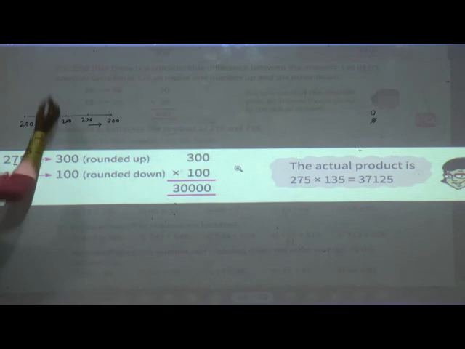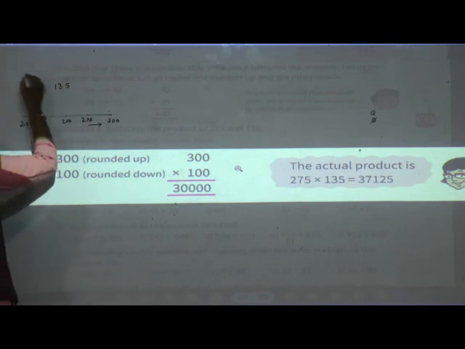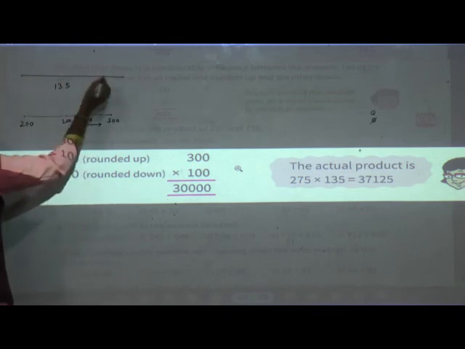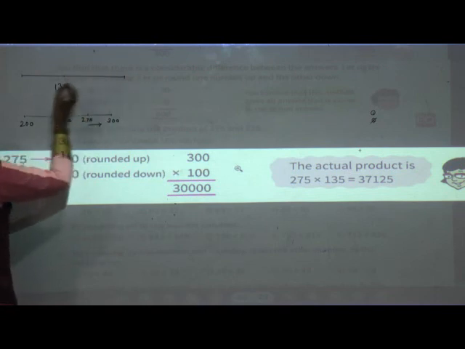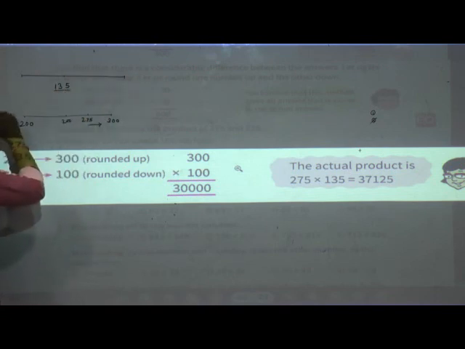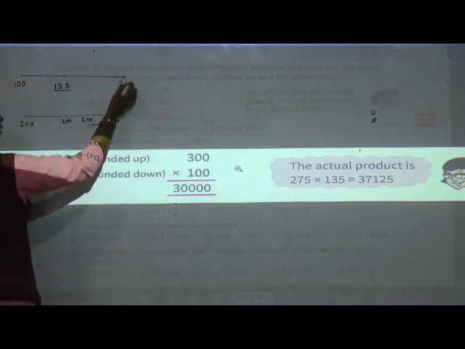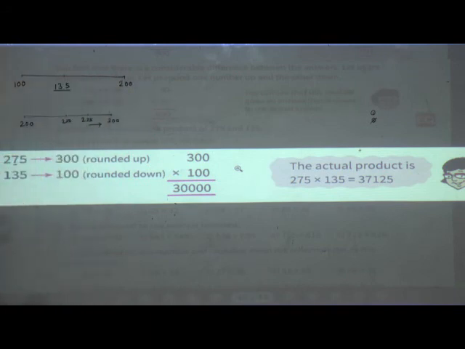Now 135. See the 135 on the number line. Okay. Now where does it lie? 135 lies between 100 and 200, isn't it? So what we will do? The second number we will take rounding down. Downside means this side. Okay. So 100. So we have taken 100. So rounding up is 300, rounding down is 100.